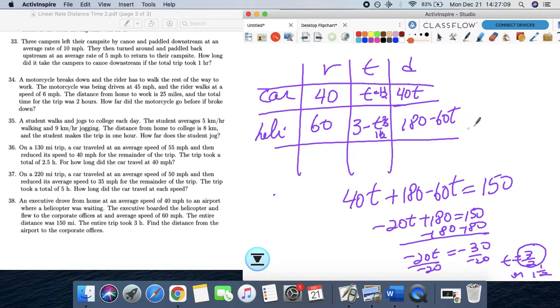So 180 minus 60 times 3 over 2. 180 minus, you can simplify that, right? 30 times 3 is 90. And the portion traveled by helicopter is 90 miles. Right. So hopefully I did most of them correct. Good. And that was your assignment.